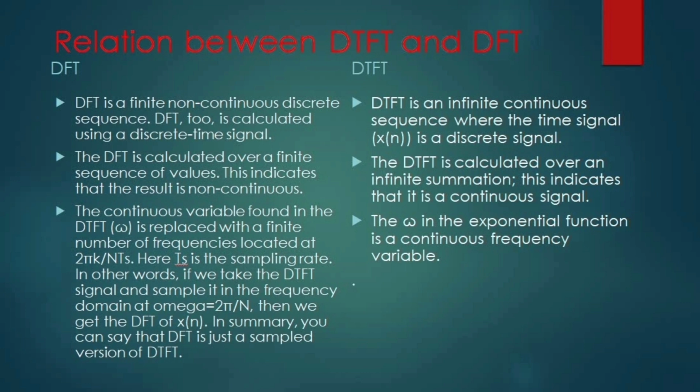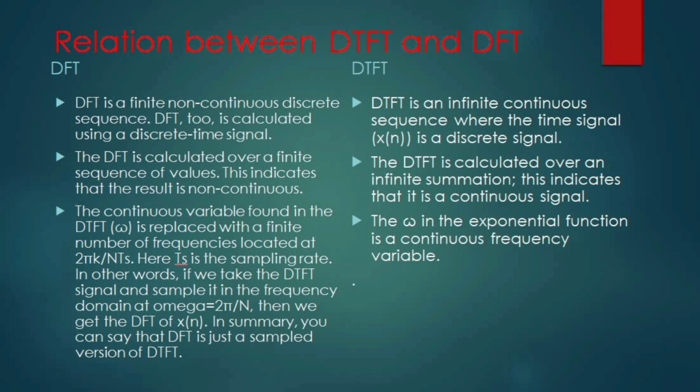DFT is a finite non-continuous discrete sequence. I told you in DFT you have only a discrete output, which is a non-continuous sequence, and it is calculated using a discrete time signal, right? And the DFT is calculated over a finite sequence of values. It is the integer values 0, 1, 2, 3. So this indicates that the result is a non-continuous one. Once N is equal to 8, the 8 values get repeated, right?